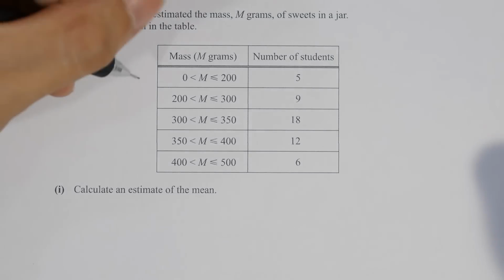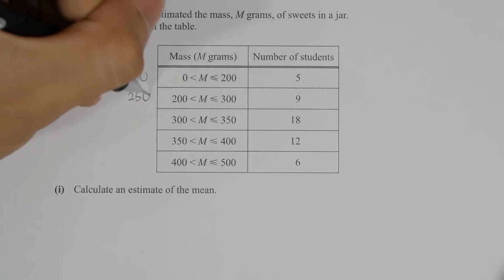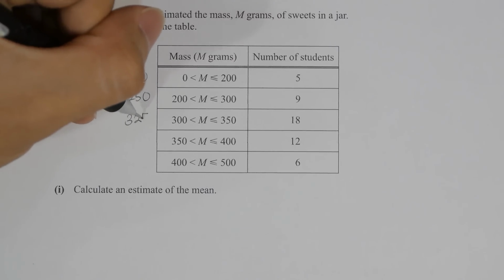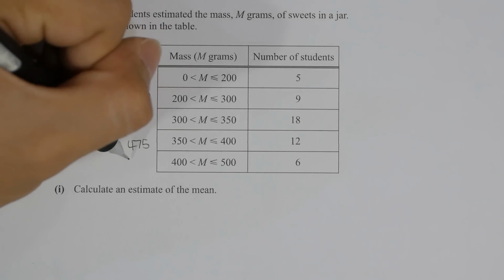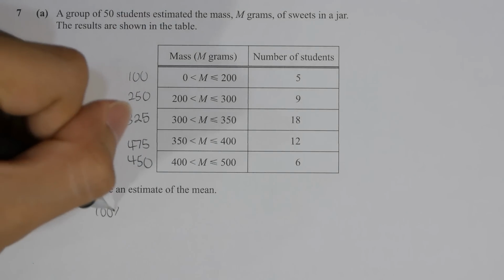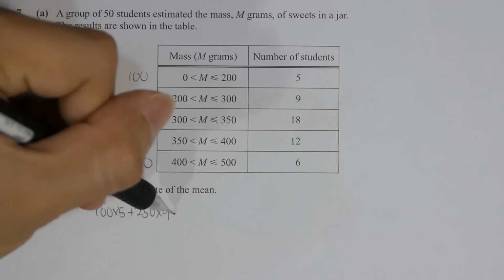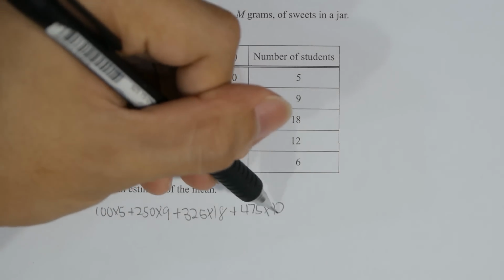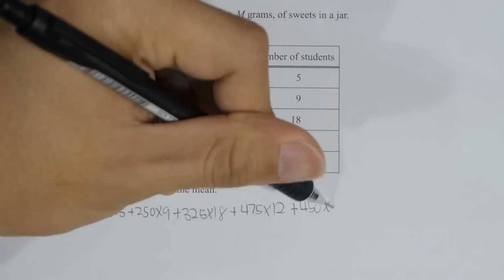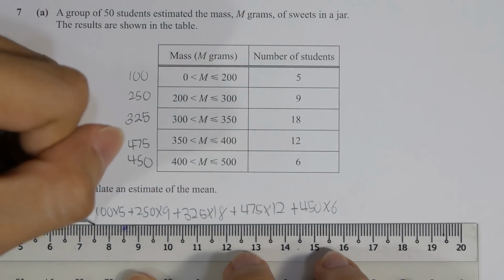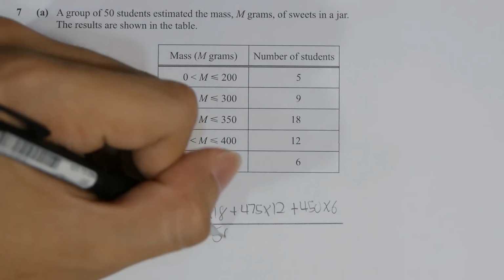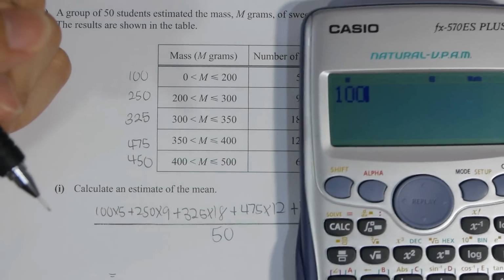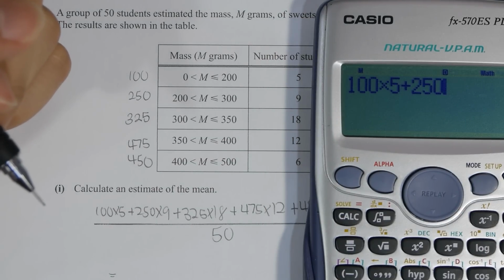Question 7a. Simply find the midpoint of the group and multiply it by the respective frequency. I actually made a mistake here, and the right mean should be 316. The reason is that at the group 350 to 400, I actually wrote it down as 475. So do take note of this mistake. And the final mean will actually be 360.